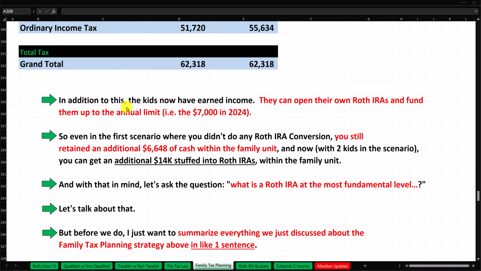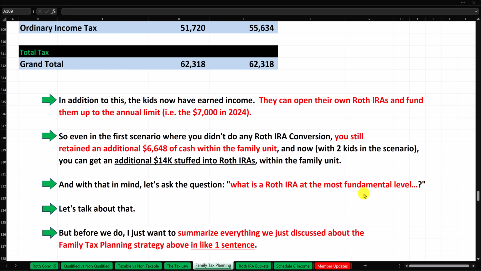In addition to this, the kids now have earned income, so they can open their own Roth IRAs and fund them up to the annual limit, i.e. $7,000 in 2024. So even in the first scenario where you didn't do any Roth IRA conversion, you still retained an additional $6,648 of cash within the family unit. And now, assuming 2 kids, as in this scenario, you can get an additional $14,000 stuffed into Roth IRAs within the family unit. And with that in mind, let's ask the question, what is a Roth IRA?